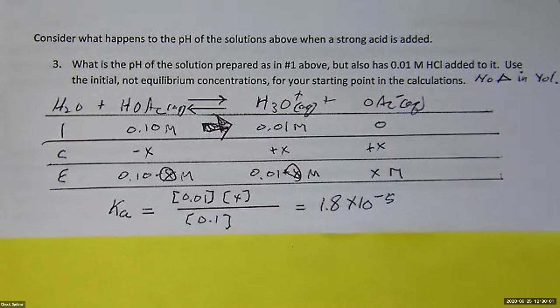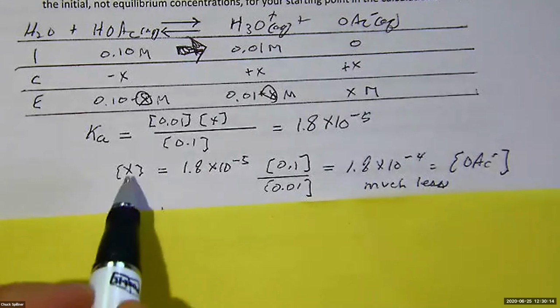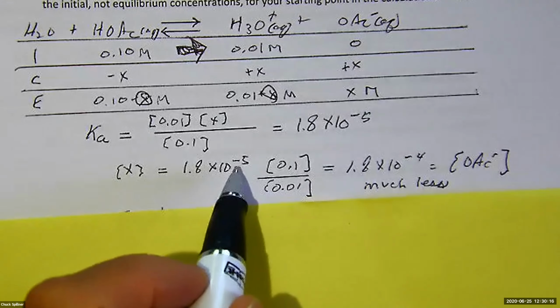We rearrange to solve for x. It looks like this. So x is going to equal 1.8 times 10 to the negative 5 times 0.1 over 0.01. So we get 1.8 times 10 to the negative 4 for acetate ion.